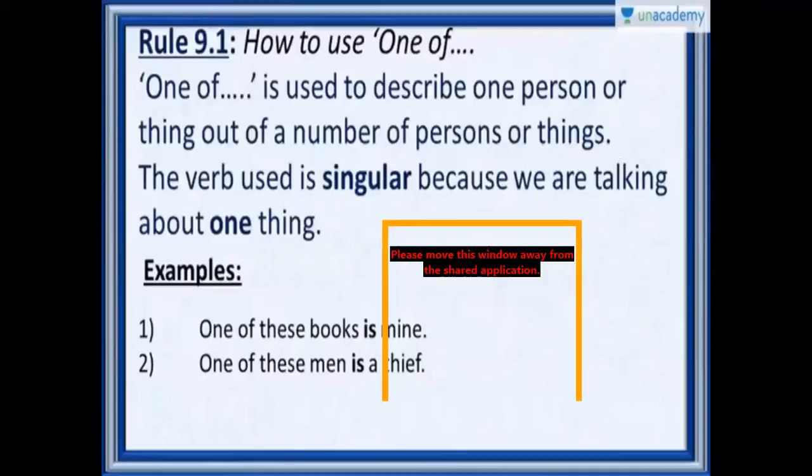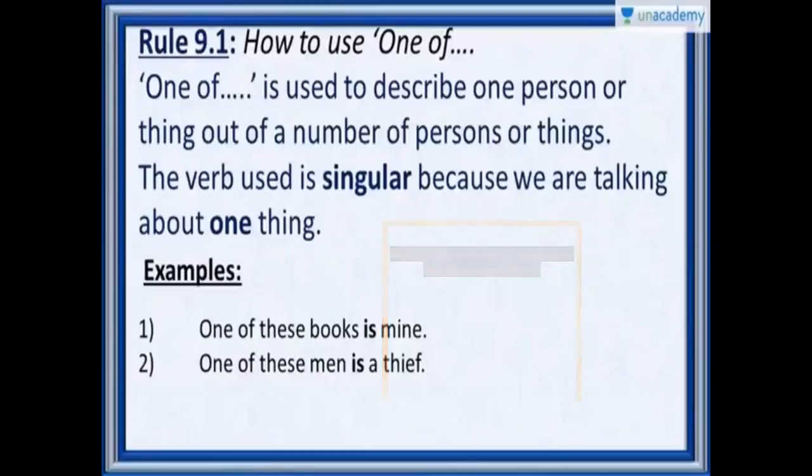Similarly, the next rule is also the same. Look at the screen. One of. After one of, again, books will come, sons will come, looks will come, all plurals will come. But if of is there in the sentence, you have to take the verb to be singular. See here the rule: one of is used to describe one person or thing out of a number of persons. The verb used is singular because we are talking about one thing.